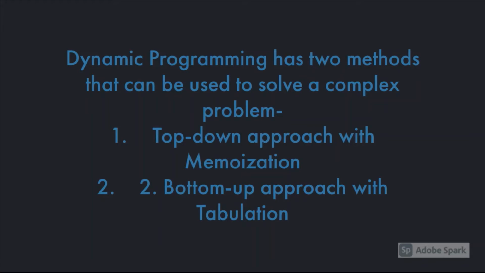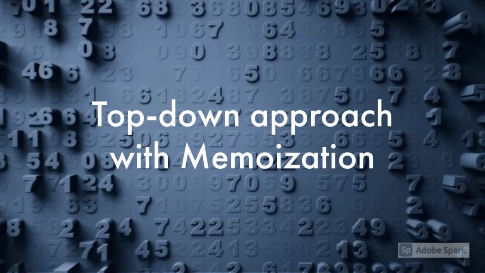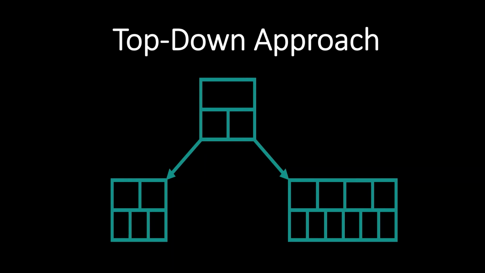Dynamic programming has two methods that can be used to solve a complex problem: the top-down approach with memoization and the bottom-up approach with tabulation. Top-down approach. For this approach, we try and solve the complex problem by finding the solution to smaller problems recursively. While solving each subproblem, we cache results so that we don't have to solve it multiple times, and we use the already saved result. This technique is called memoization, where we store all the results of once already solved subproblems.